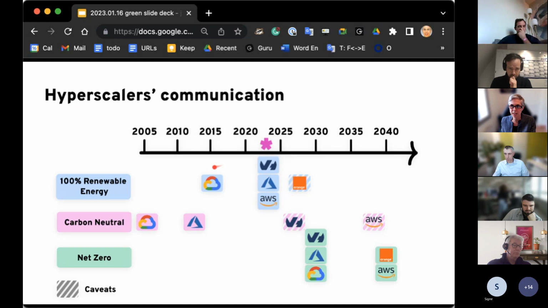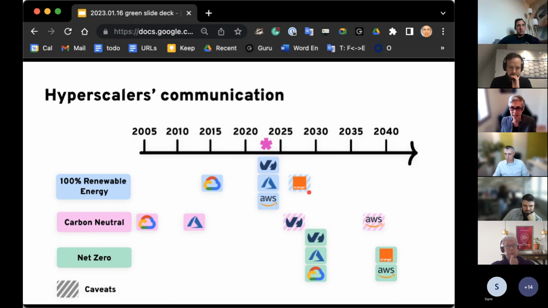And this shows you in time where their promises come. So most of them say that they're using renewable energy. Orange says they'll get there by 50%, but sometime between 2025 and 2030. And Google Cloud says it's been that way since 2015.